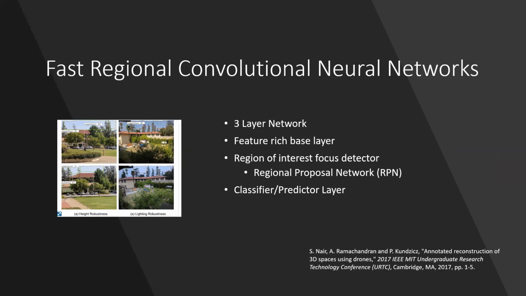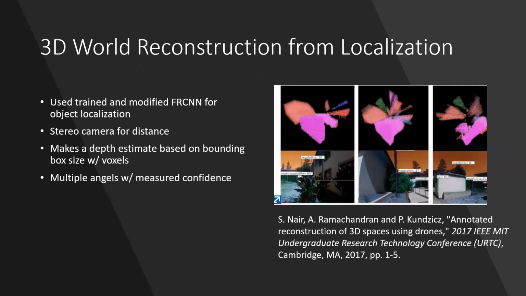But as you start to think about this, how would you use this to build a map? And you actually can. In that same paper, what they proved is that you could build a map from this. The way you do it is you take these objects you've localized, and then you guess your depth. This is done with a stereo camera, so you do have that depth distance from the double images, like Brandon was talking about. And they use this FRCNN for the localization.